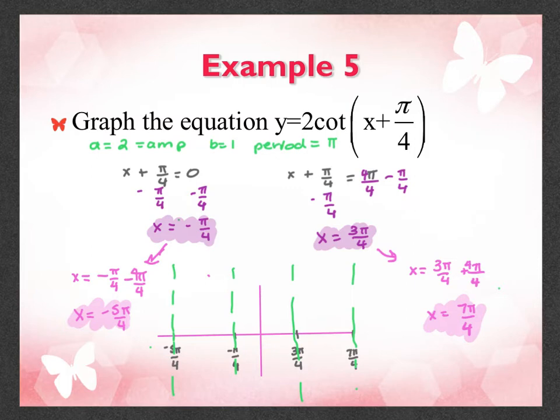Then from the one on the right, I'm going to subtract the period. So minus pi becomes minus 4 pi over 4, and I get negative 5 pi over 4. And then add the period, add 4 pi over 4, and you get 7 pi over 4. So that's where I'm at so far. I plotted it. I graphed those asymptotes.